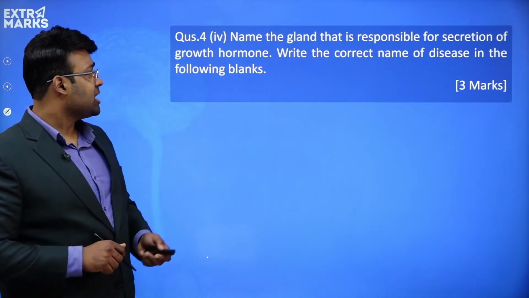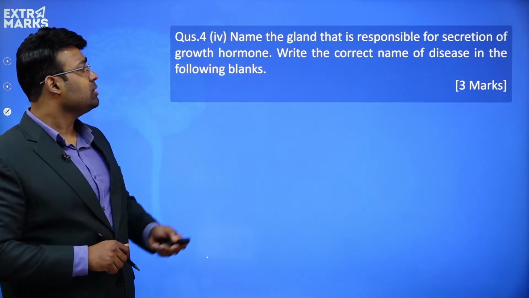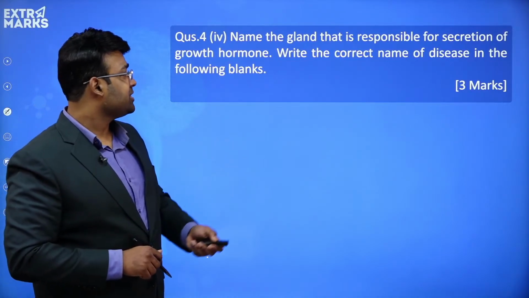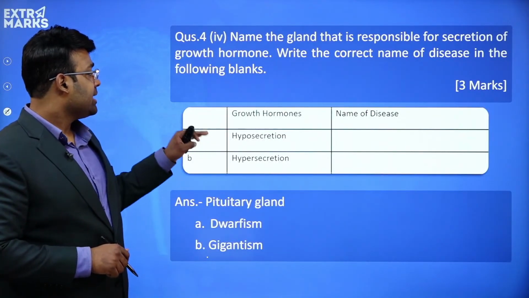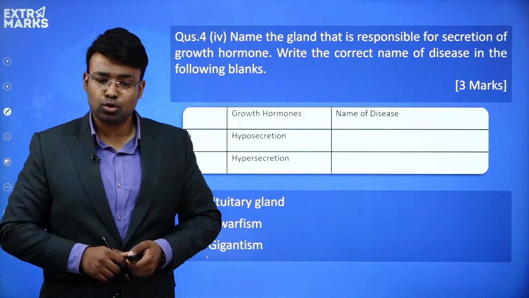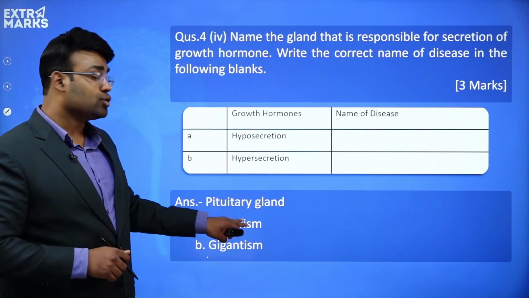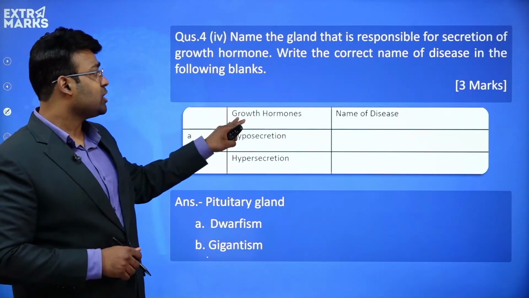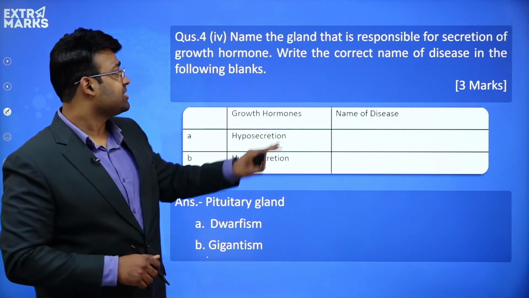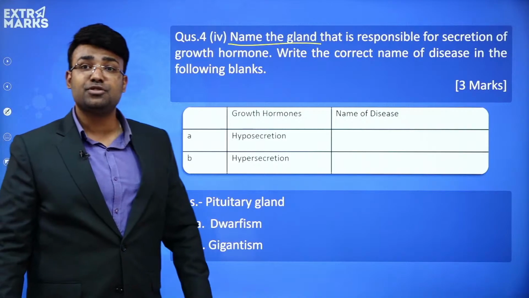So next question, everyone. Name the gland that is responsible for the secretion of growth hormone and the correct name of the disease. So everyone, here growth hormone. Hyposecretion of the growth hormone leads to the disease called dwarfism, and growth hormone is secreted by the gland. See, the first question is asking, name the gland that is responsible for the secretion of GH.